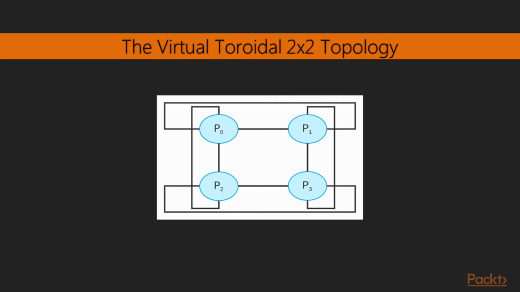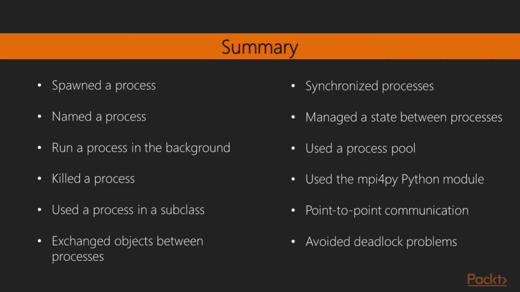Interesting. So we saw how to optimize the communication. In this section, we saw how to spawn, name, and kill the process. We also saw how to run a process in the background and use it in a subclass. Then we moved on to exchanging objects between processes and using a process pool. Further, we saw how to synchronize process and manage a state between the processes.